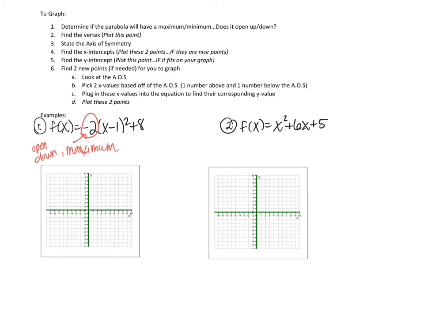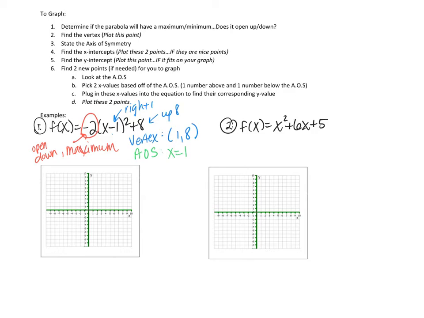Okay. So now to find the vertex of this equation, we are moving to the right 1, and moving up 8, which means our vertex would be 1, 8. From that vertex, we can get the axis of symmetry very quickly because we know that it's just the x value of the vertex, right?